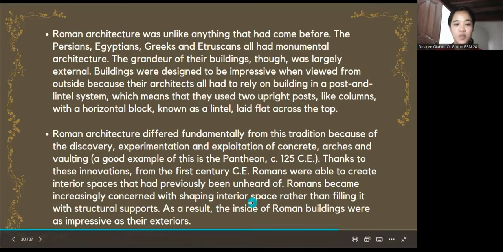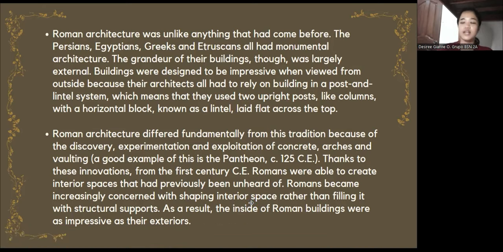So the Persians, Egyptians, Greeks, and Etruscans were improving the outside, what can be seen from outside, rather than the insides. But Roman architecture is different because they improved both the inside and the outside of the buildings.